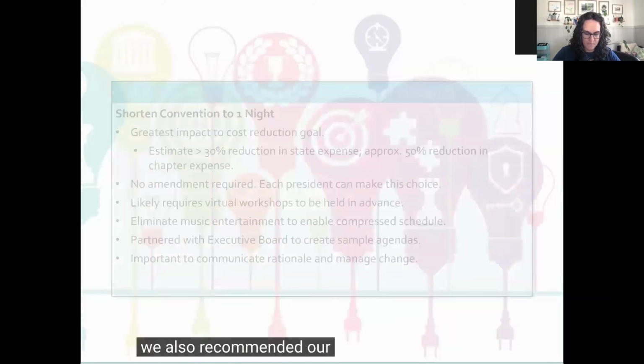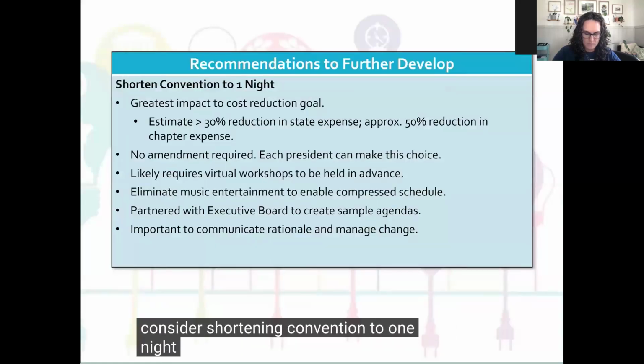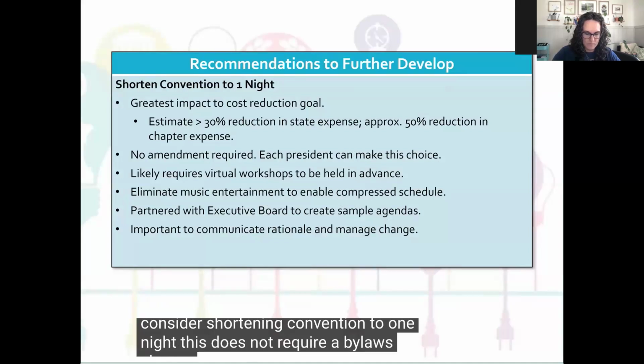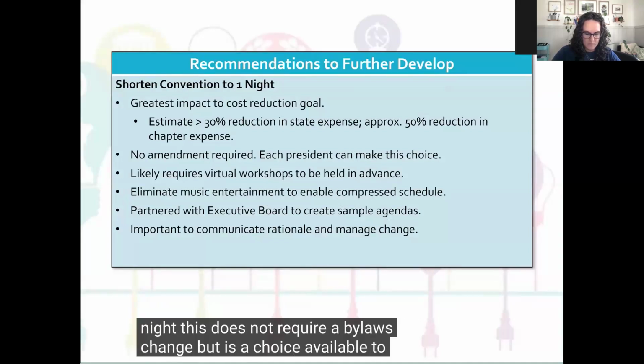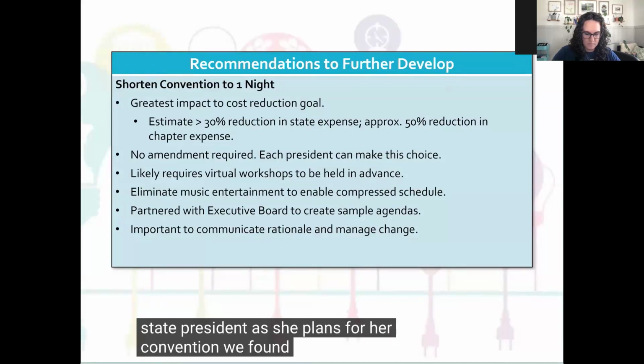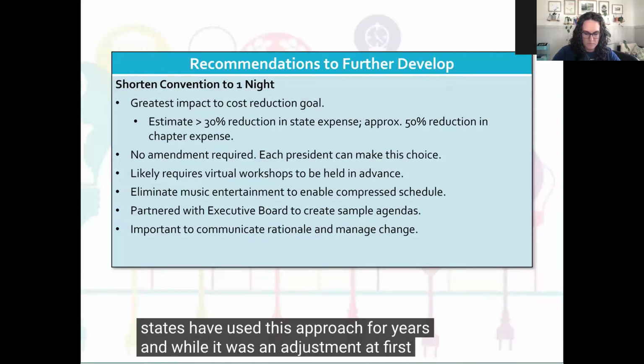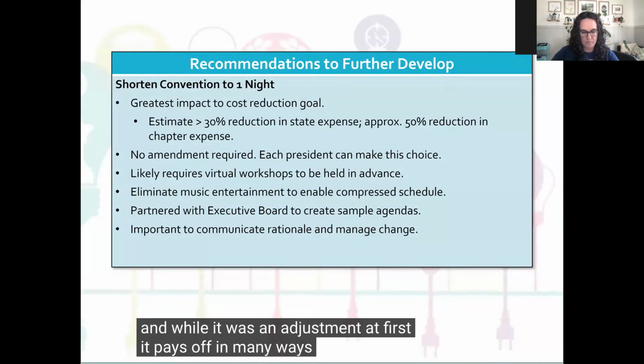We also recommended our state presidents consider shortening convention to one night. This does not require a bylaws change, but is a choice available to each state president as she plans for her convention. We found numerous other states have used this approach for years. And while it was an adjustment at first, it pays off in many ways.